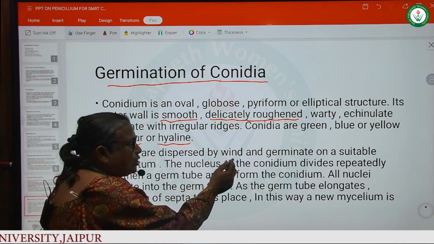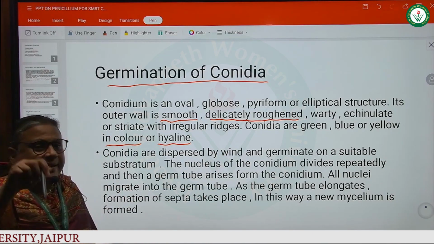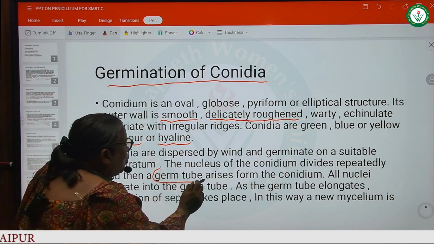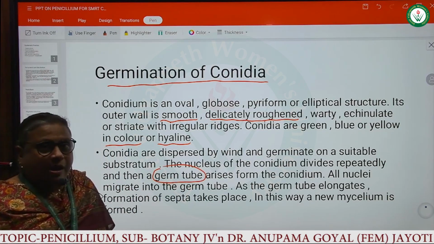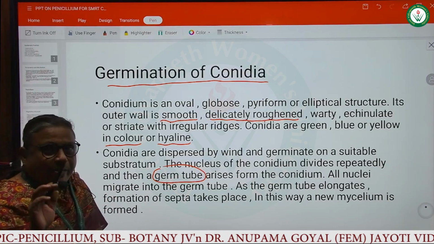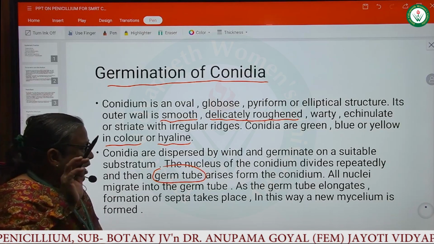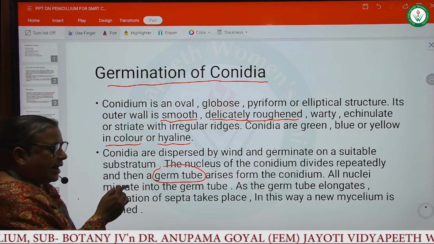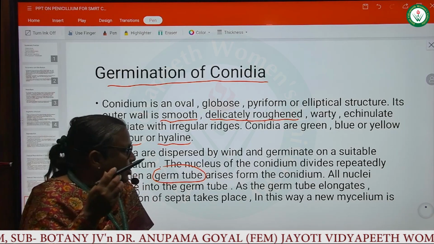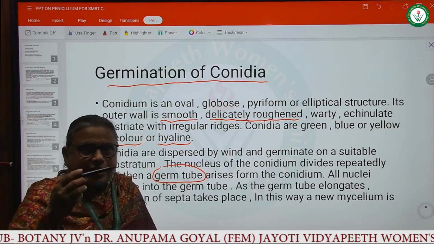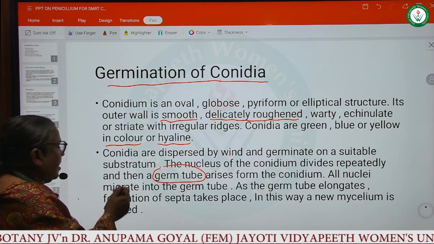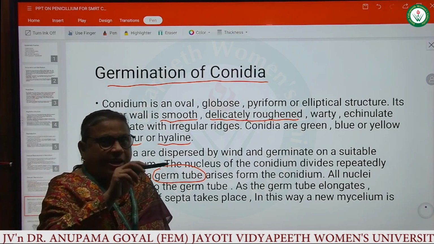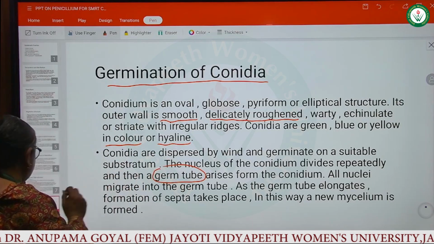The nucleus of the conidium divides repeatedly, and then a germ tube arises from the conidium. All nuclei migrate into the germ tube. As the germ tube elongates, formation of septa takes place. In this way, a new mycelium is formed.